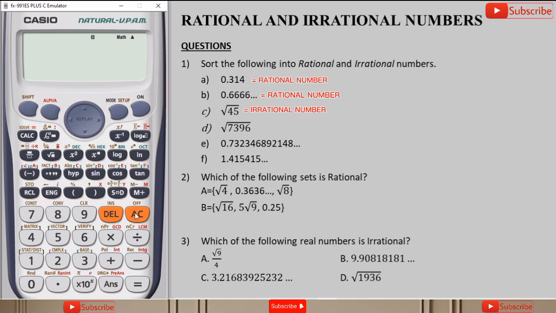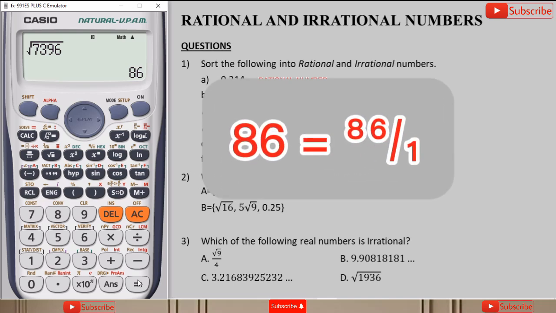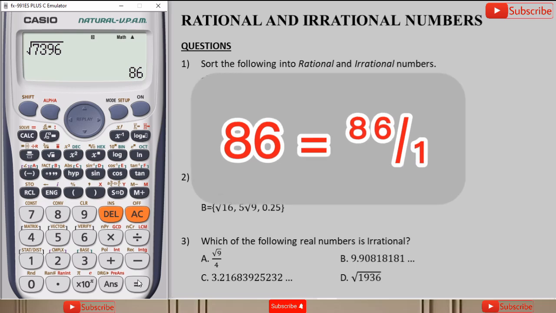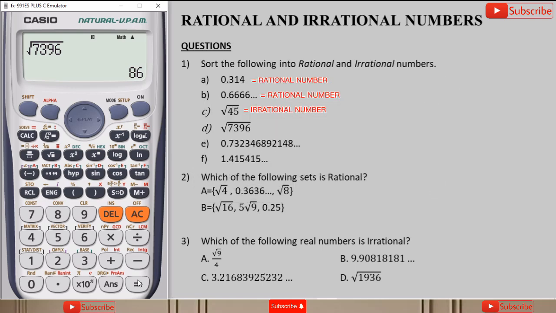So let's move on to D. For D, we have the square root of 7,396. So I input that into the calculator. 7,396. And afterwards, I tap on equal to. So the calculator gives the result as 86, which is an integer. And we know that all integers are rational numbers. Because if you have 86, 86 can be expressed as 86 out of 1, which is also a fraction. So I can conclude that the square root of 7,396 is also a rational number.